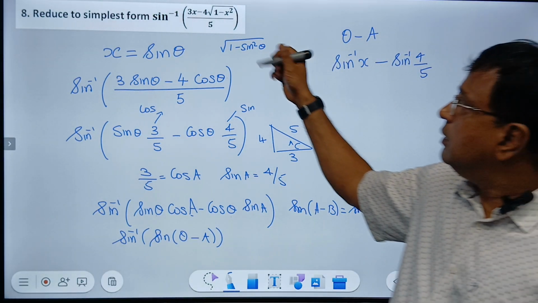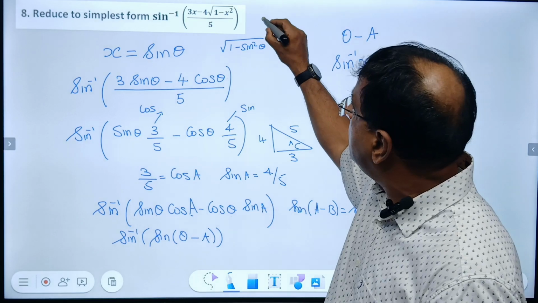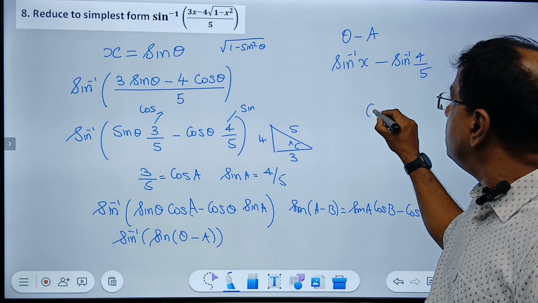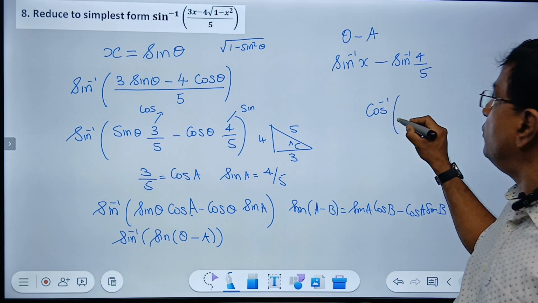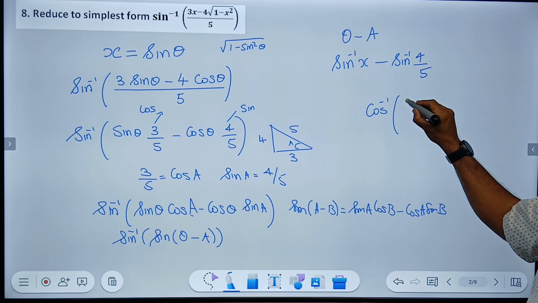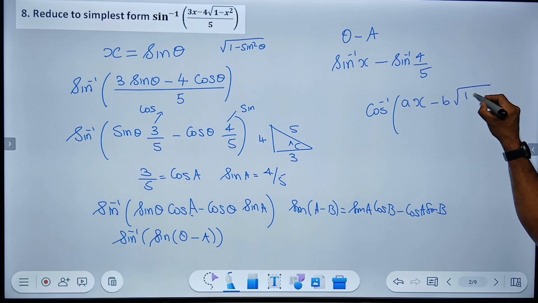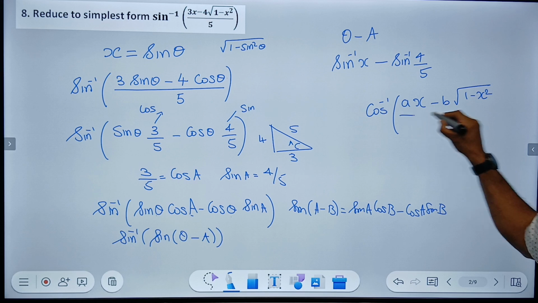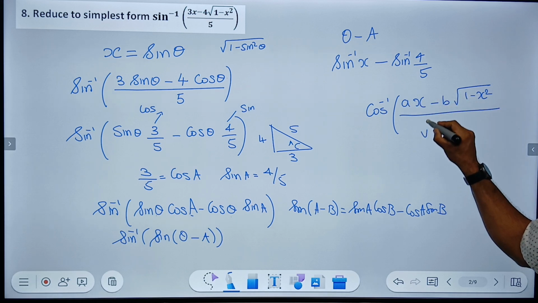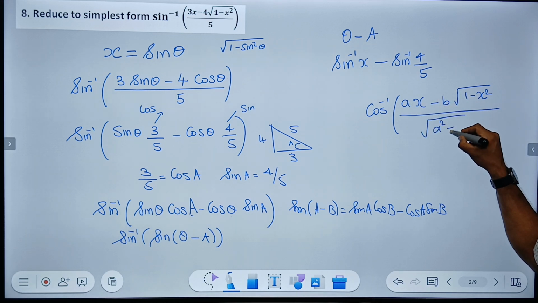Sometimes in the exam they'll change the numbers 3, 4, 5. Try this as homework. You can write (ax minus b into root of 1 minus x square). What should be the denominator? Pythagorean triplet. So it should be root of a square plus b square.